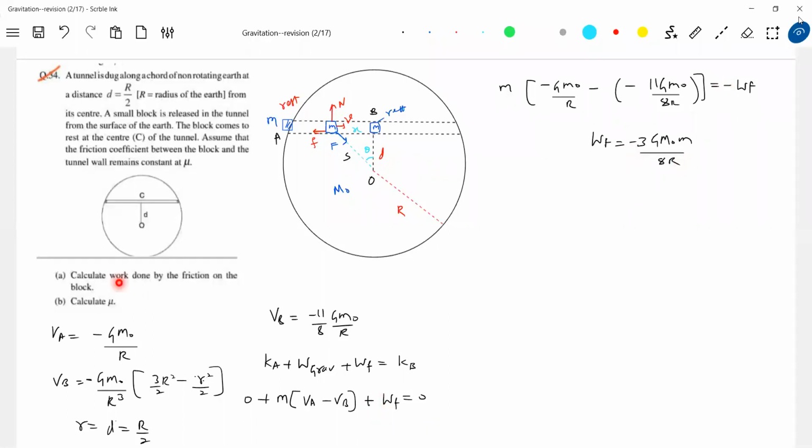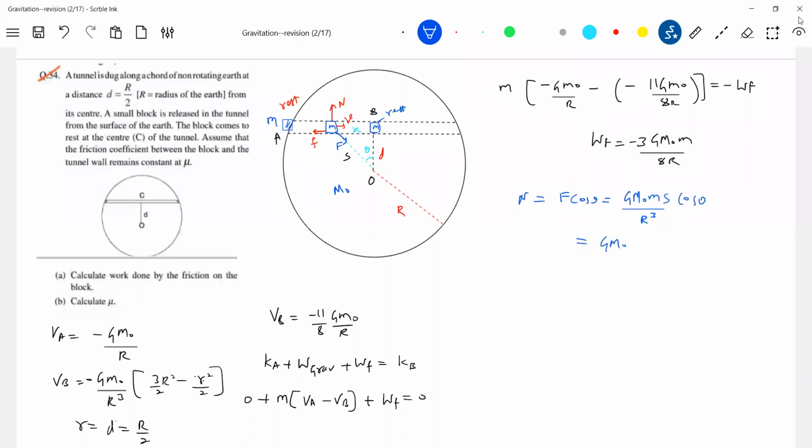Okay, this is about part A. Next it is asking to get the mu. How to bring mu? So we know the work done by friction. Let's calculate the normal contact. So what is the normal contact? Normal contact should be equal to F cos theta. What should F be equal to? G m naught m by r cube into S, into cos theta. Keep it here.